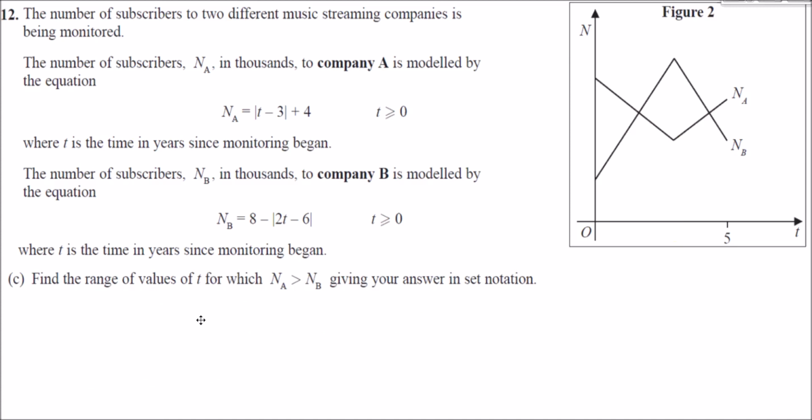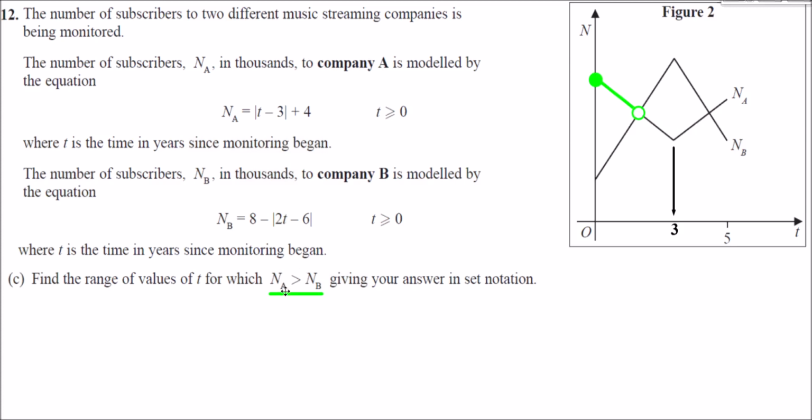For part C of the same question, we need to find the range of values of t for when the number of subscribers for company A is greater than the number of subscribers for company B. So just labeling what we had from before, this capital T is when big T is 3 seconds. What region or regions are we thinking where the number of subscribers for A is larger than for B? We're looking for when the line for NA is higher than the line for NB. So one region is here.